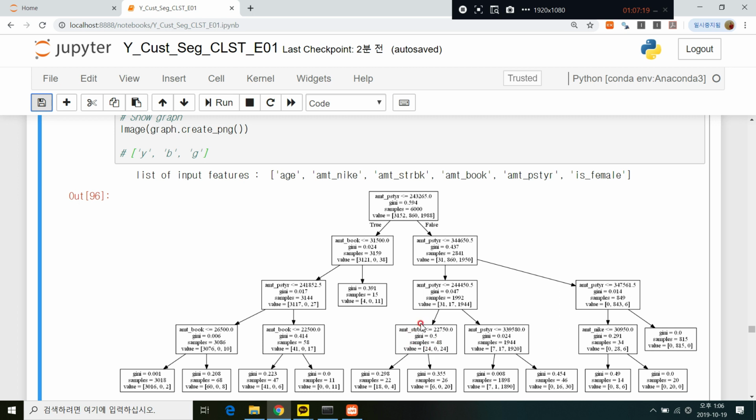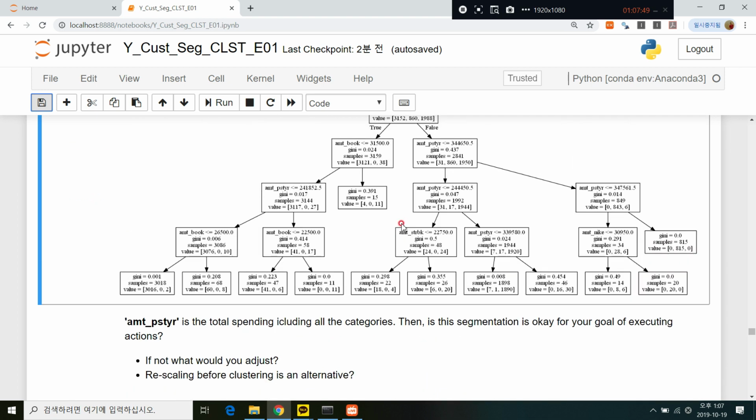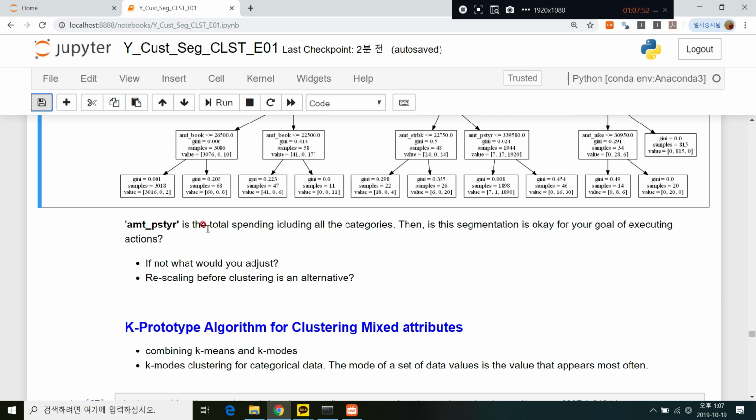Amount Starbucks, for some very small reason, also has some impact. But past year, book, and Starbucks, those three, and here Nike. Some of these variables have a little bit of impact, but the strongest determinant is amount past year, the total amount. Amount past year is total spending. We define it that way, including all the categories.